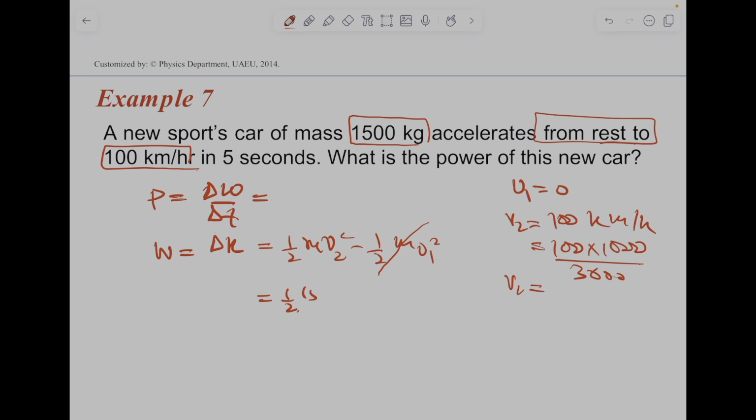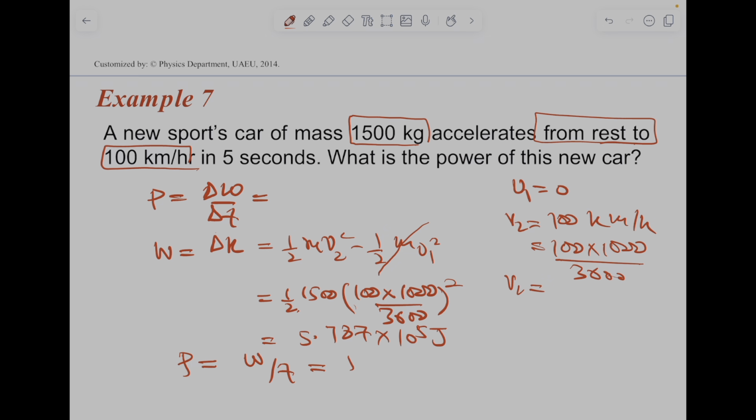Okay, so v1 is 0, so you will get 1/2 times 1500 times (100 multiplied by 1000 divided by 3600) squared. So you will get 5.787 times 10 raised to power 5 joules, and your power is the work done divided by the time, which is 5.787 times 10 raised to power 5 divided by 5, which equals 1.157 times 10 raised to power 5 watt.